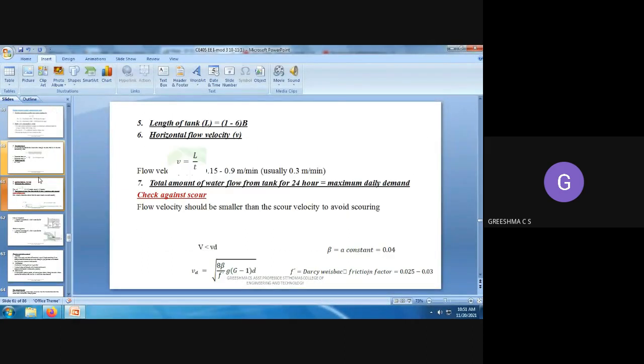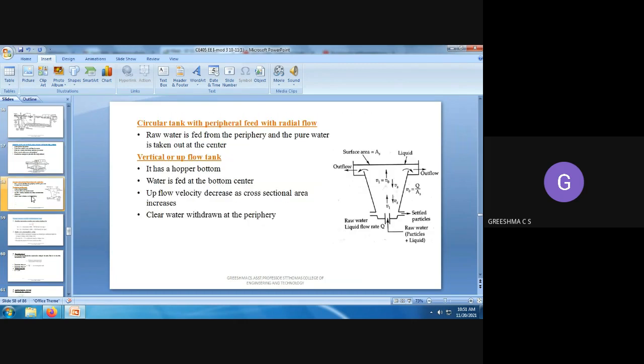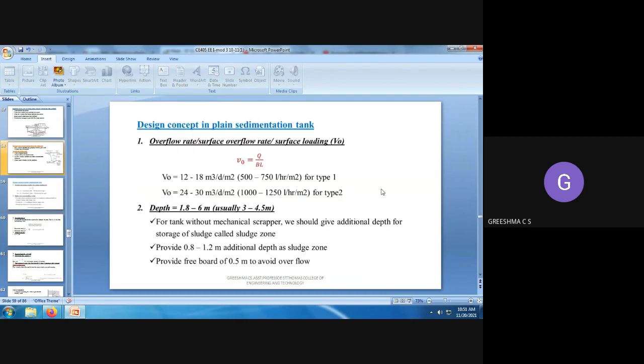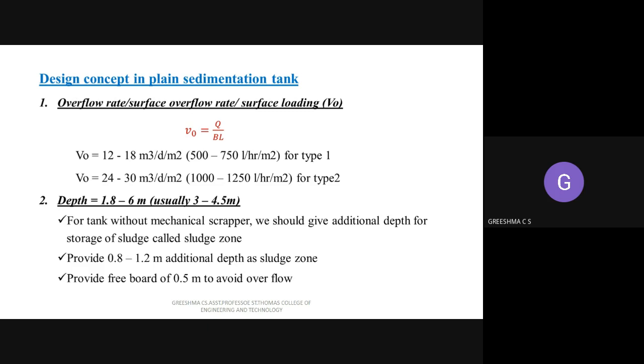Coming to one more thing, next we need to know certain terms, certain design concepts of the plain sedimentation tank. The first thing is we need to know certain terms to study the design of a plain sedimentation tank.